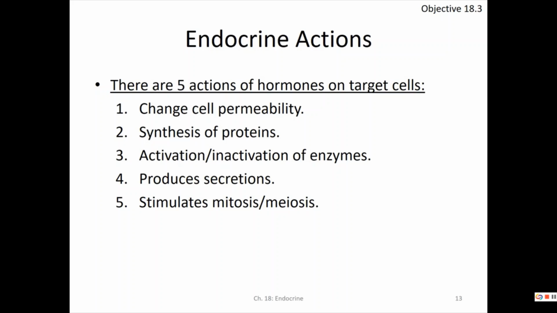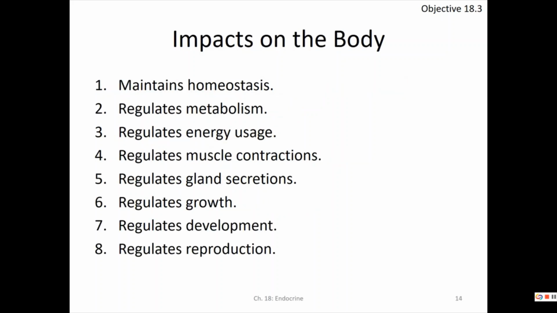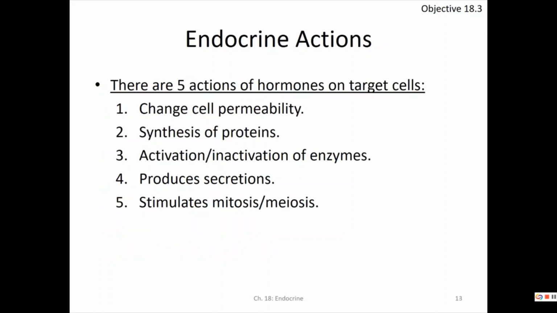It could do more than one, okay? But that's what it does. So if we got that, let's look at what that would do in the body. If I were to do these 5 things here, what would be the impact on the body? Well, one of the things that would do is help me maintain homeostasis. If I can come in and change permeability, I'm getting glucose out of the blood and putting it into a muscle tissue. I am now lowering blood sugar.